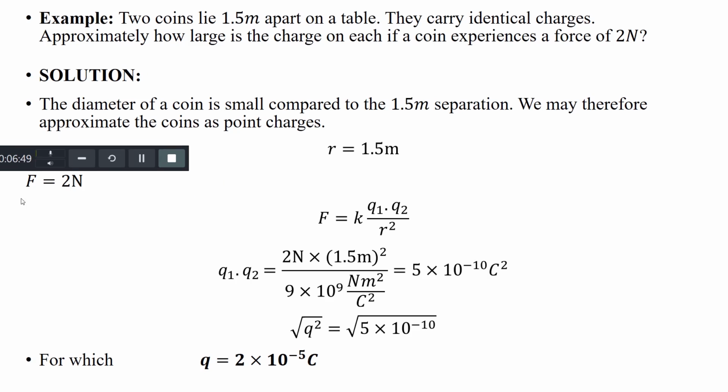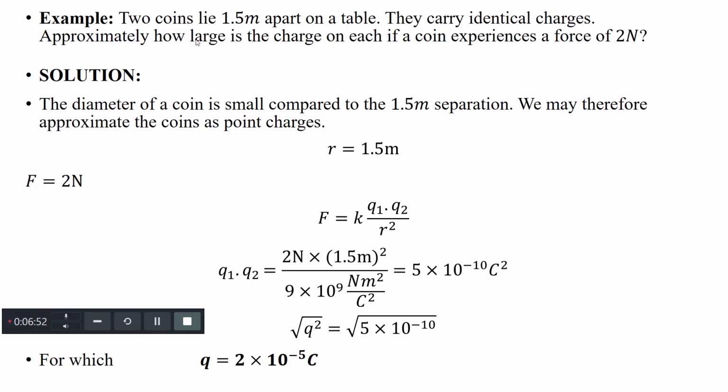Another example is: two coins lie 1.5 meter apart on a table. They carry identical charges. Approximately how large is the charge on each if a coin experiences a force of 2 Newton? The diameter of the coin is small compared to the 1.5 meter separation. We may therefore approximate the coins as point charges. Both of these coins are electrified, they are being charged, and the distance between them is 1.5 meter.